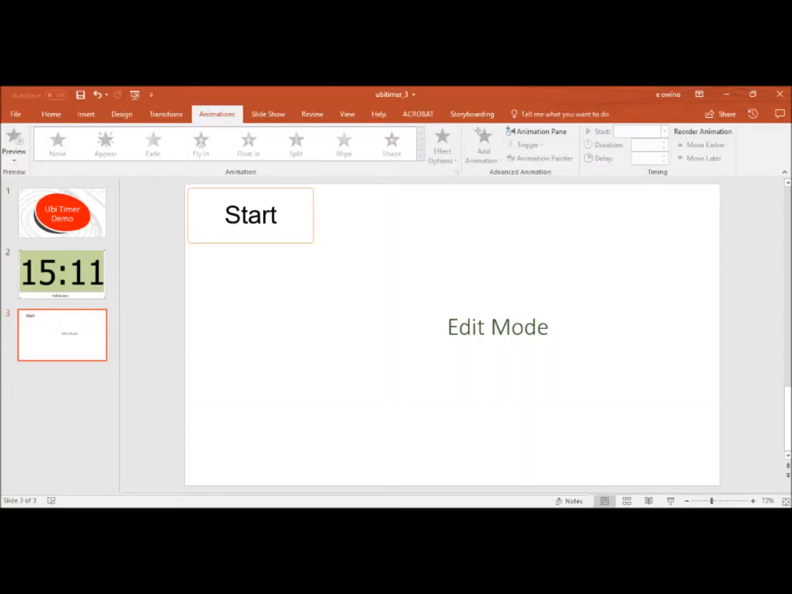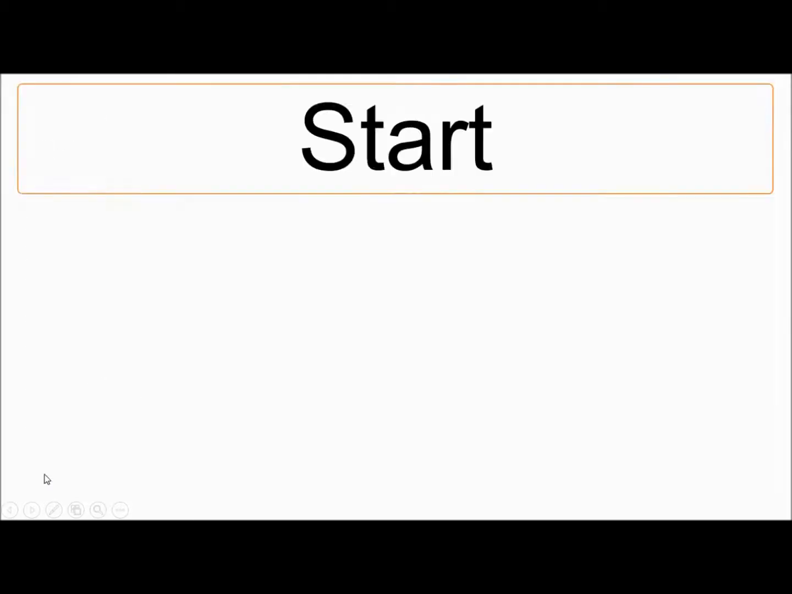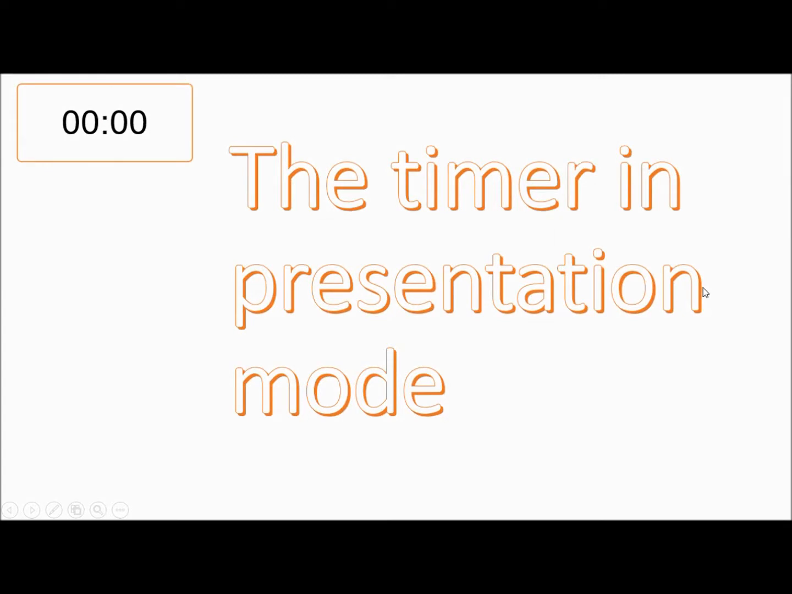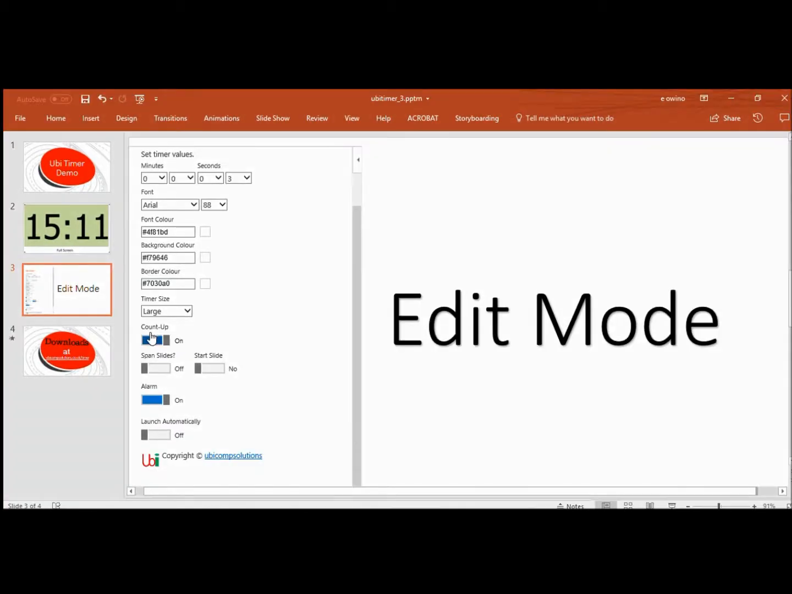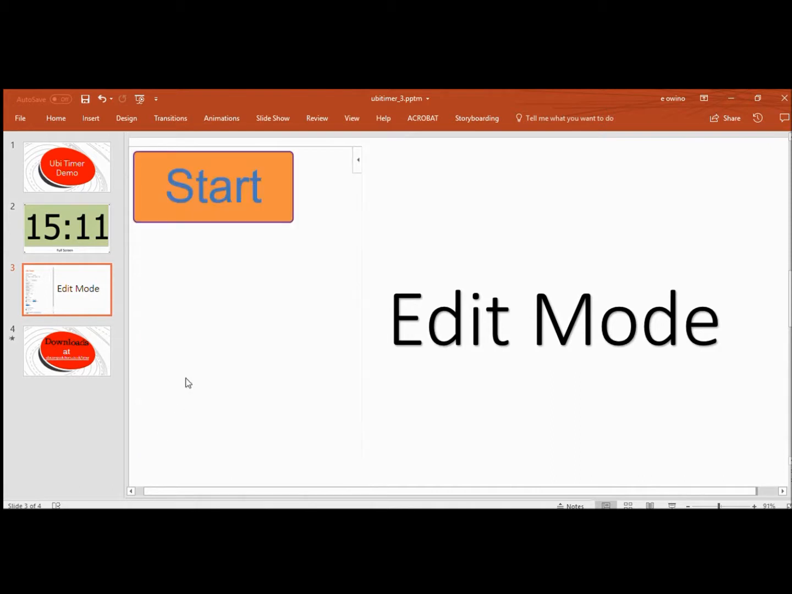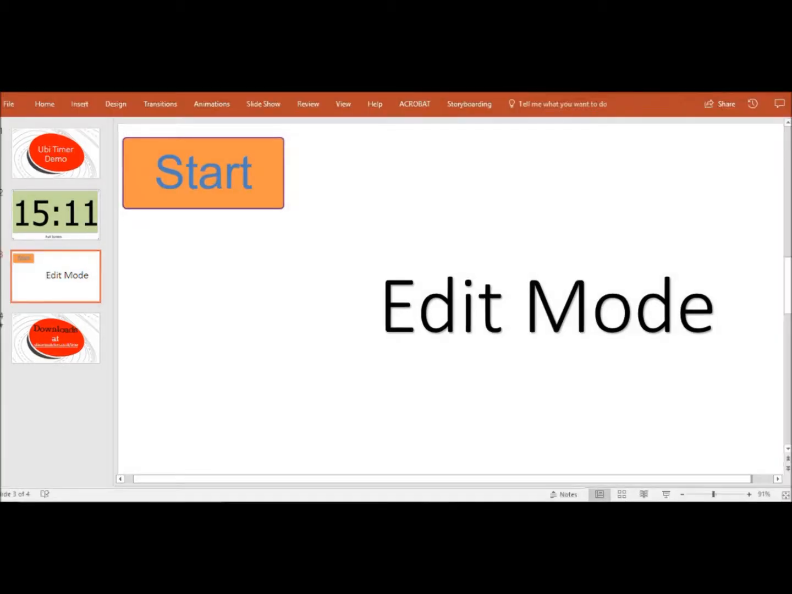You can launch the timer in edit mode. Ordinarily, the timer is set up in edit mode and then run in presentation mode. However, the user can choose to run the timer in edit mode. Choose the custom settings and then select the Launch Automatically slider. This will launch the timer in edit mode.